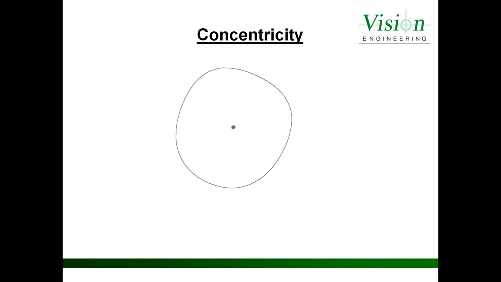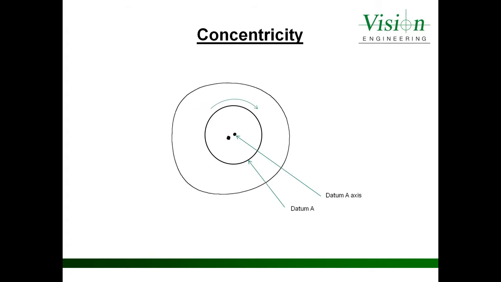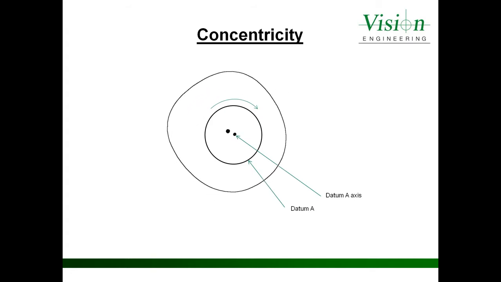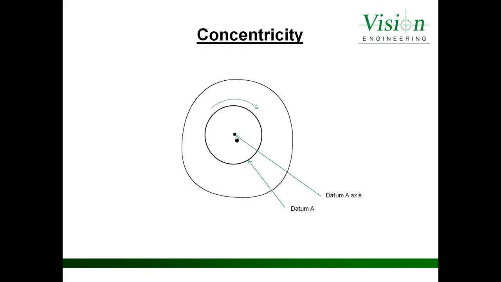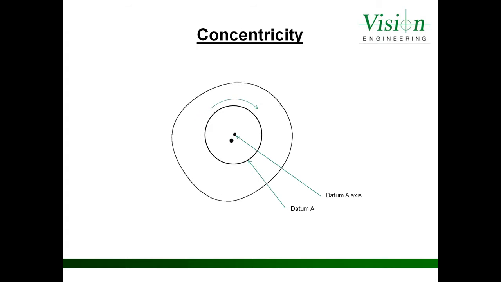We'll take our feature to be measured, and we'll measure our feature to datum A. We will rotate the part about datum A's axis point. As we rotate the part around datum A's axis point, the center point of the feature that we're measuring rotates around that axis point, creating a diameter.